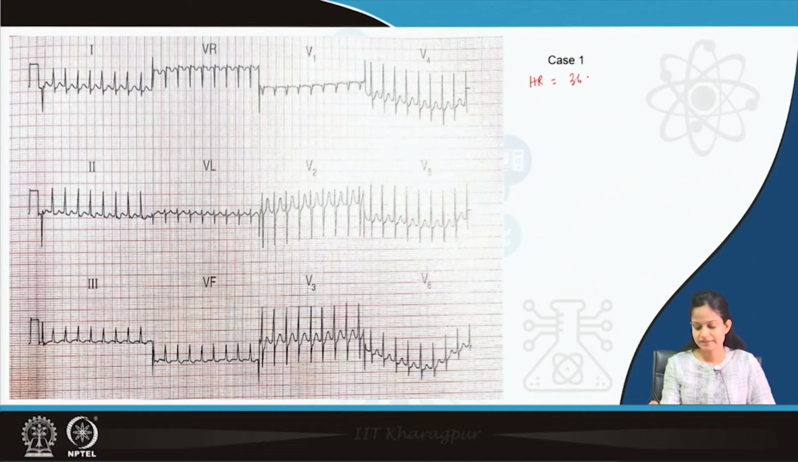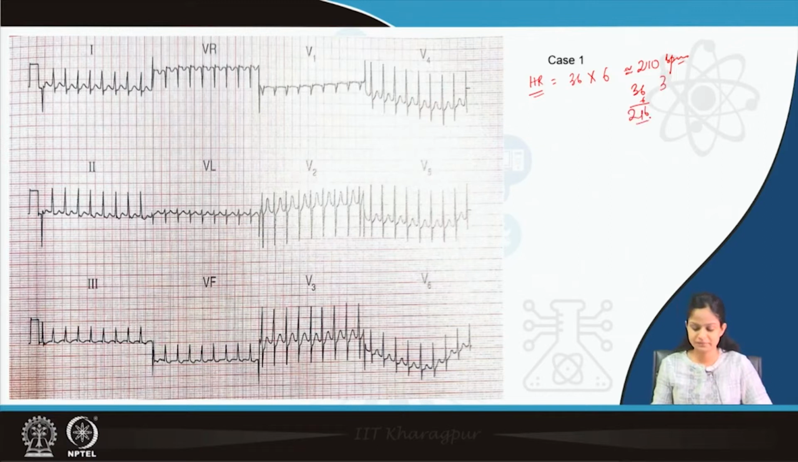So, it is 36 beats into 6, it will come around 210. So, approximately it will be around 200, I am not going into the absolute calculation, 210 beats per minute. So, it is more than 200 beats per minute. So, heart rate, if we just go 36, 3, 18, 216. So, 216 beats per minute.